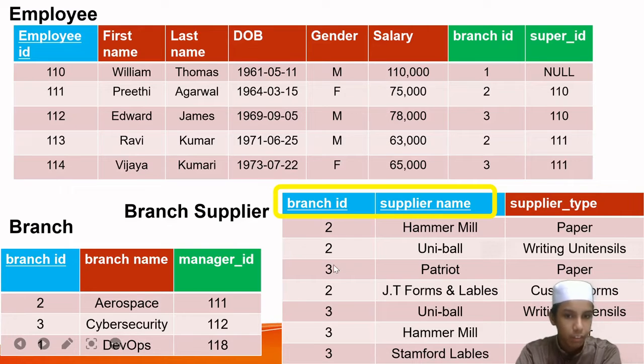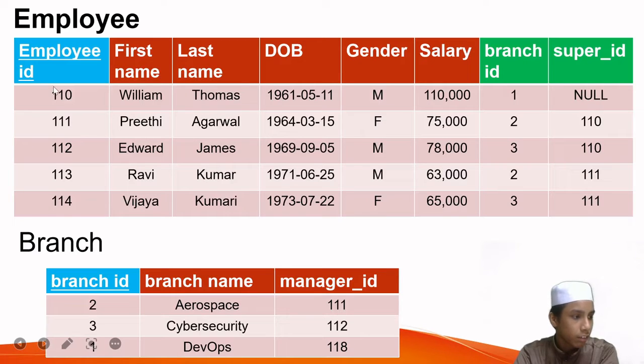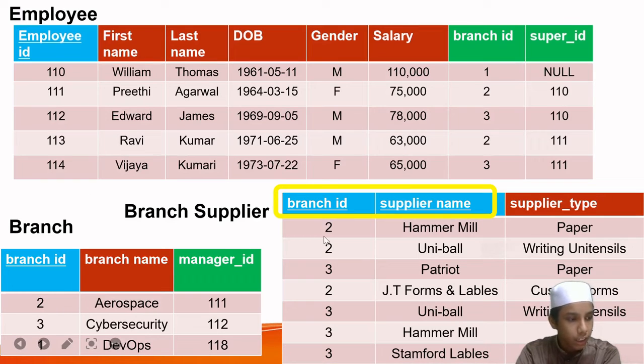As you can see here, in the branch supplier table the primary key actually consists of two columns, and this is what we call a composite key. In the last video and in this video, in both tables we called employee ID the primary key and branch ID the primary key. But here we have these two columns together, and this is what we call a composite key. So what is a composite key?